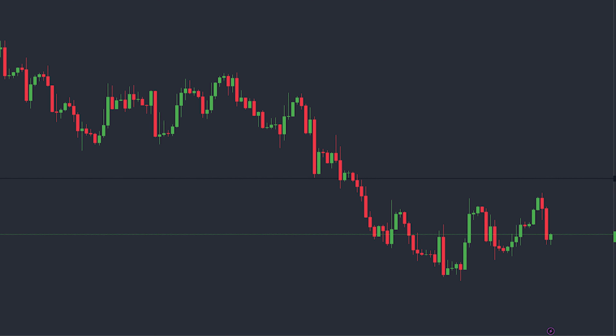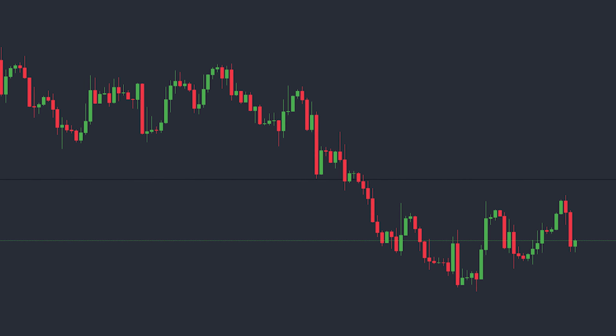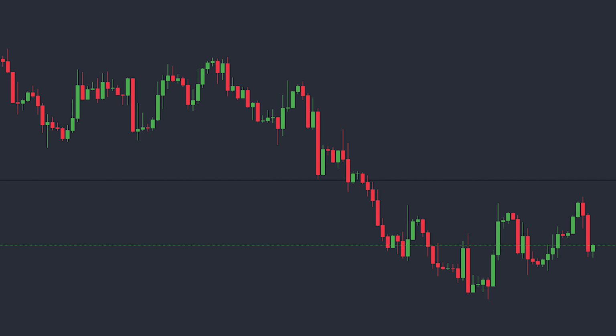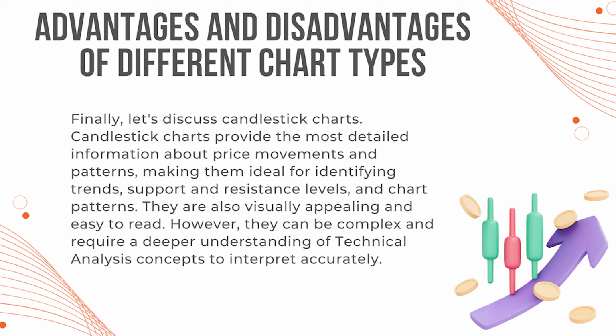Candlestick charts provide the most detailed information about price movements and patterns, making them ideal for identifying trends, support and resistance levels, and chart patterns. They are also visually appealing and easy to read. However, they can be complex and require a deeper understanding of technical analysis concepts to interpret accurately.